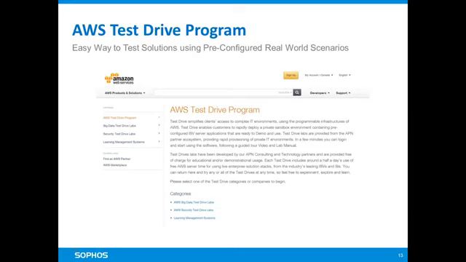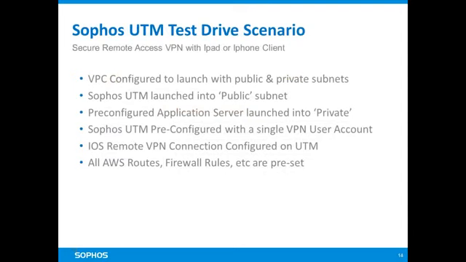We actually built out a test drive which uses a VPN client, and for this one we chose the iOS VPN client. So if you have an iPad or an iPhone, what you can do is simply test out this test drive, which is configured to launch a fairly complex network on Amazon. So using some of the built-in Amazon tools such as CloudFormation, we basically have a framework which launches both public and private subnets. And what it does is launch the UTM into a public subnet and an application server into a private subnet, which doesn't have any access out to the internet except through the UTM.